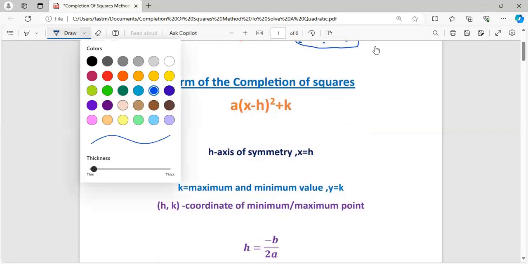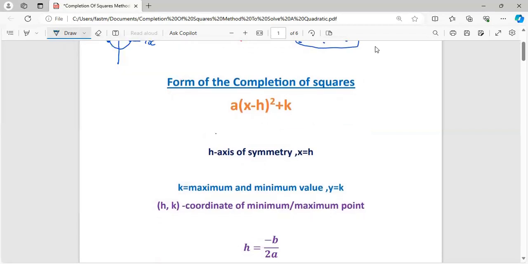For completing the square, this is the formula you need to remember: a open bracket x minus h squared plus k. Make sure you remember this. It's fairly simple once you remember. You could use this equation to get certain elements from it: the first thing is a, the second is h, and the third is k.